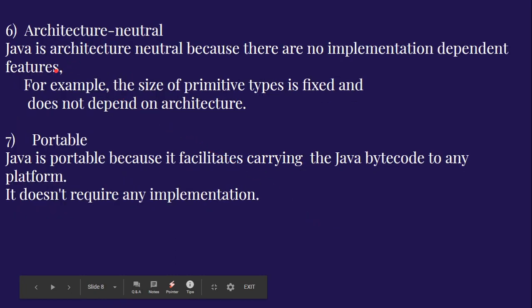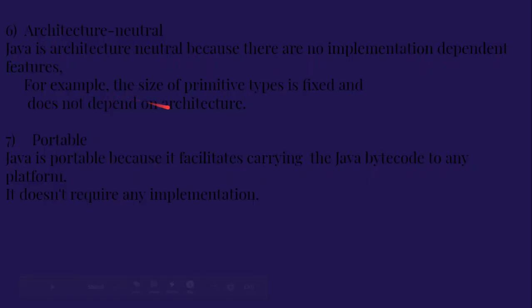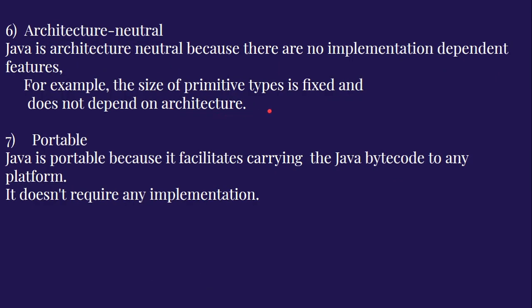And here, architectural neutral. What is architectural neutral is, Java need not have primitive types of data as a fixed one. That means it does not depend upon the architecture of the system. The data type will have a fixed number of bytes to occupy, not depending upon the architecture. So that is why it is called architectural neutral software.